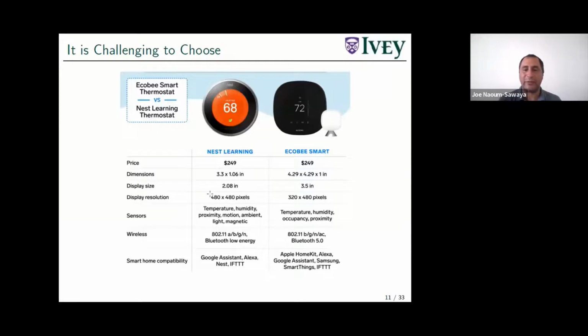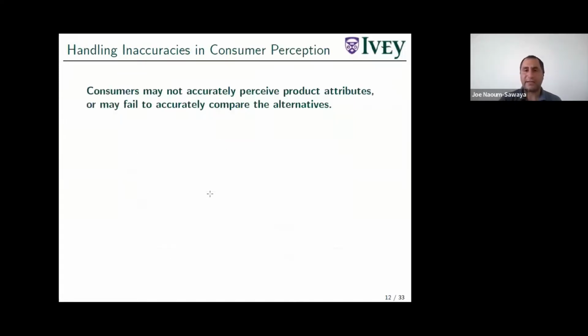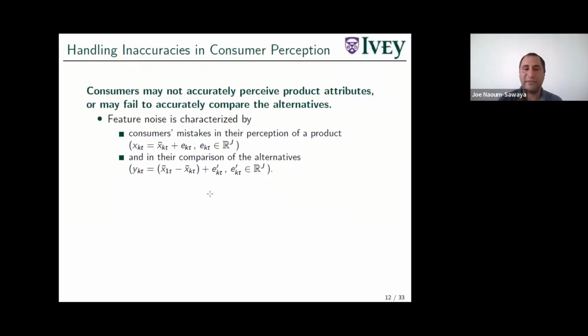So I'm looking at a 2.08 inch screen versus a 3.5 inch screen. There could be some error in what that difference is. Or I'm looking at the resolution, 480 by 480 compared to 320 by 480. So there is an error in what I perceive as the difference between these features.